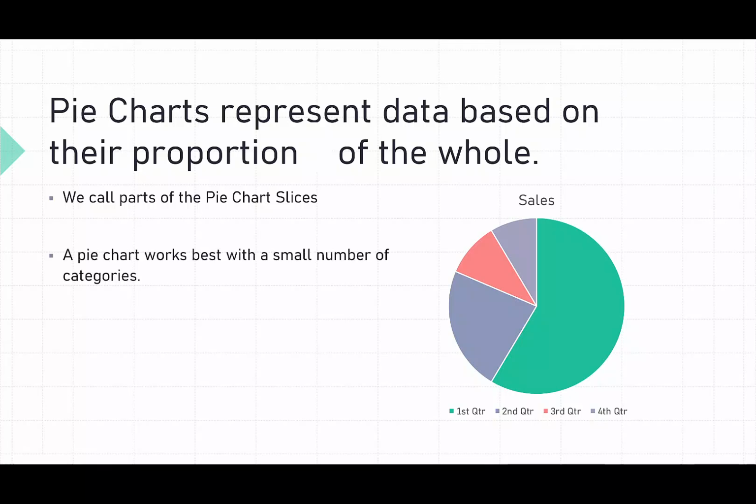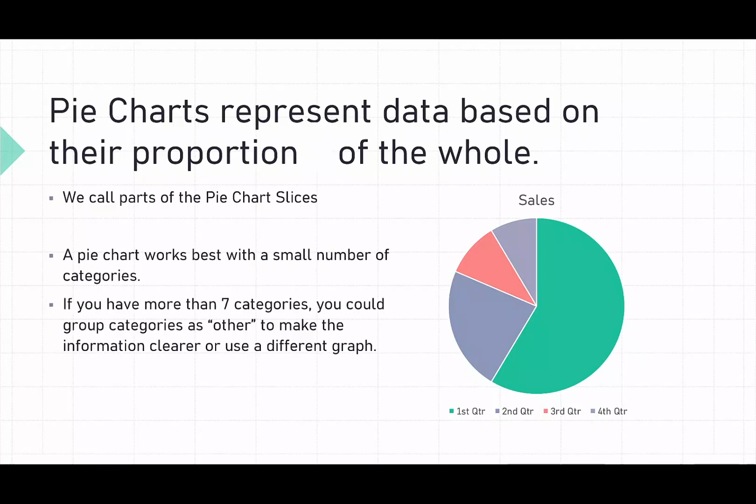A pie chart works best with a small number of categories or slices. If you have more than 7 categories, you could group categories together as an other, or you might decide to make an entirely different kind of graph that's more representative of the data.